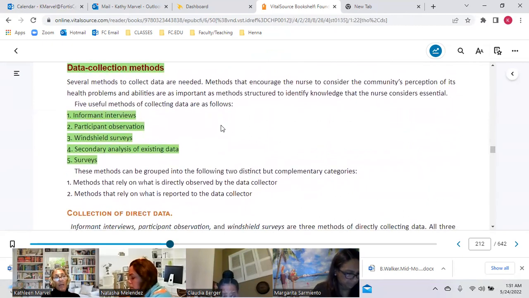Okay, here's a couple of data collection methods. We all know what an interview is, observation. What's a windshield survey? Driving through your community and observing the environment itself and collecting data based off of that information you observe. Okay, and what are you observing for? Just depends.